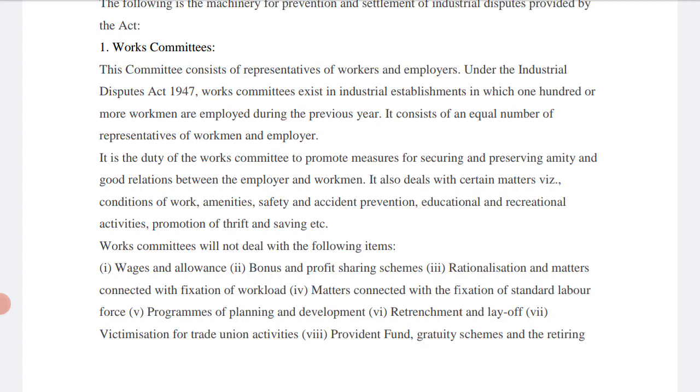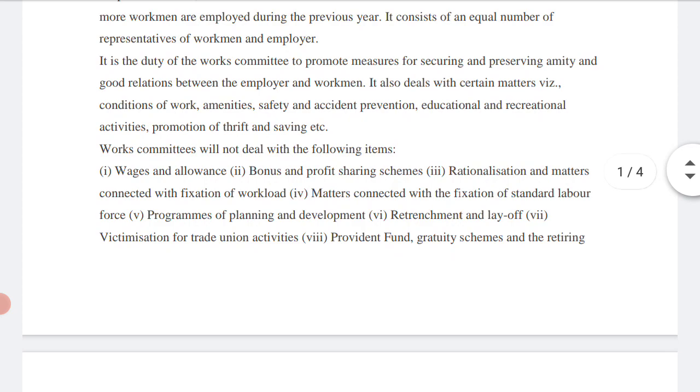Okay, म्हणजे समजा 10 जणांची कमिटी असेल ती, तर 5 एम्प्लॉयर्सचे रिप्रेझेंटेटिव्स आणि 5 एम्प्लॉईजचे रिप्रेझेंटेटिव्स त्याच्यामध्ये असतात. ओके, देन वर्क्स कमिटी विल नॉट डील विथ द फॉलोइंग आयटम्स. ओके, ह्या गोष्टी त्याच्यामध्ये इन्क्लूड केल्या जात नाहीत बघा.